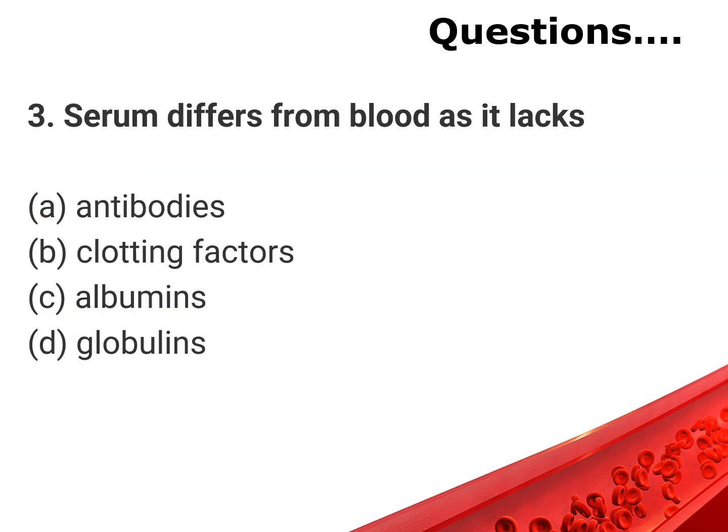The third question states exactly what we need to learn. Serum differs from the blood as it lacks antibodies, clotting factors, albumin or globulins. So the right answer is clotting factors. Serum lacks the clotting factors.